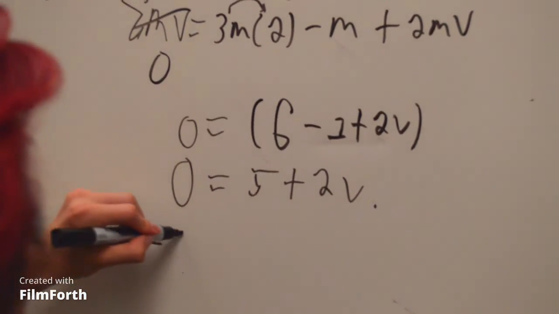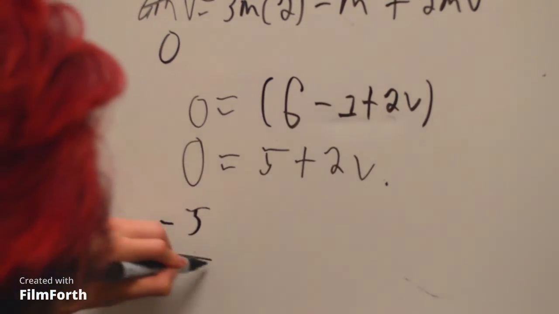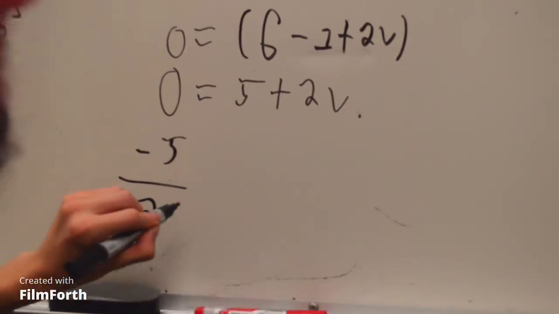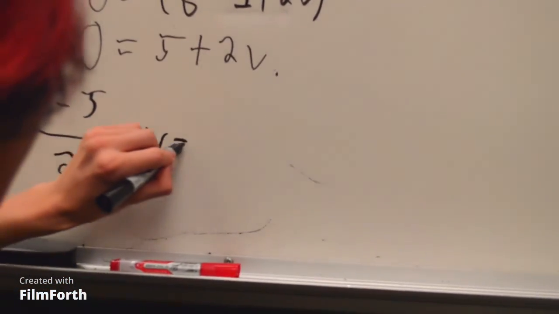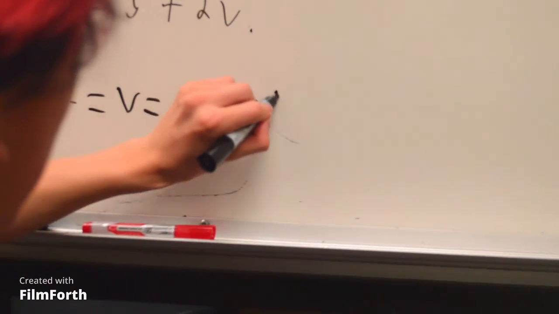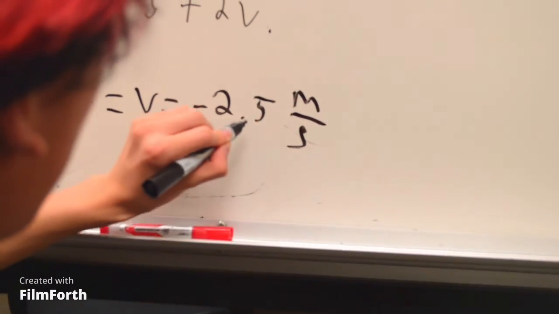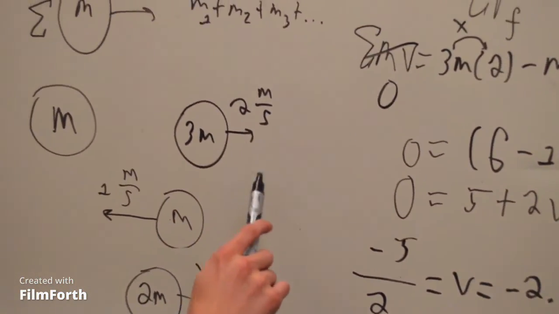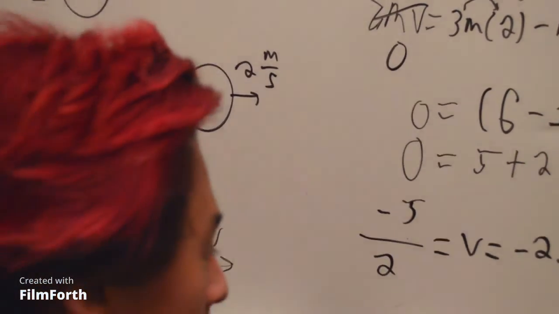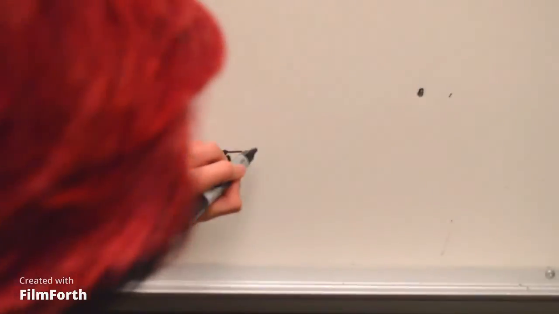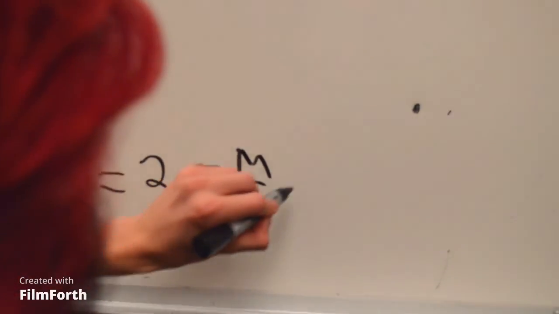And then negative 5 divided by 2, because we move the 5 over here, it becomes a negative. Then we divide both sides by 2 to isolate for v, which equals negative 2.5 meters per second. In physics, we don't use fractions. We always use decimals. Now, what does this negative mean? Well, I treat east as positive. Therefore, the negative means west. So our final answer will be 2.5 meters per second west.